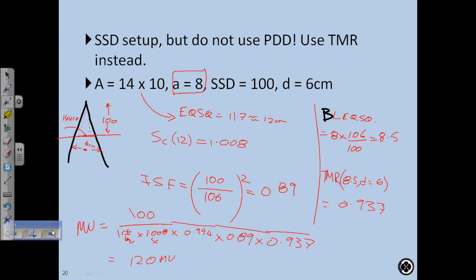If you're gonna treat them at 110 SSD, you can use this. You're just gonna change your inverse square factor to reflect it. That's why this is so versatile. Okay, so even in SSD setups, I use this. I use TMR tables.